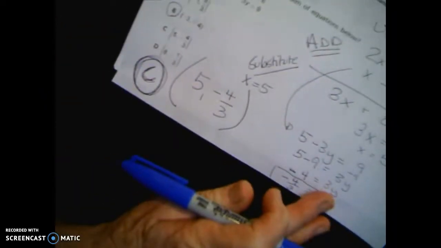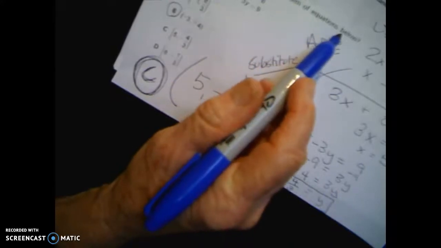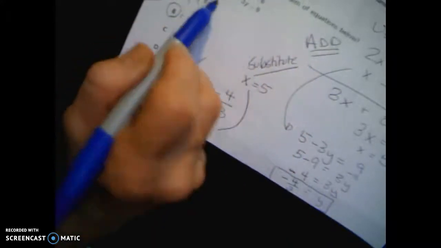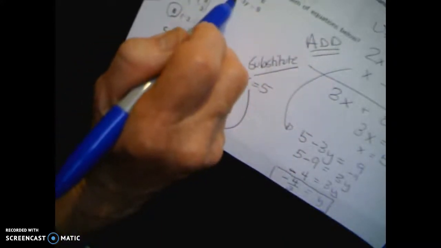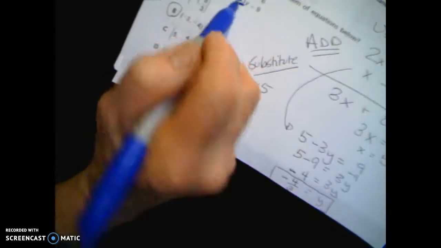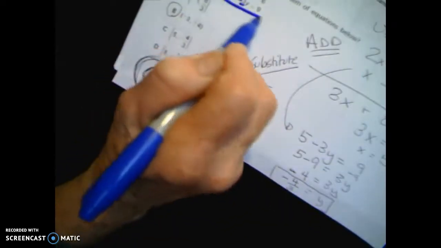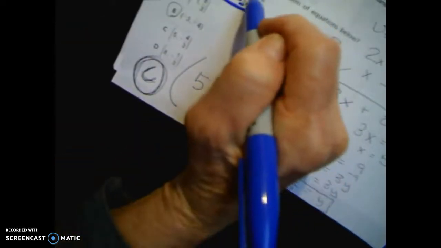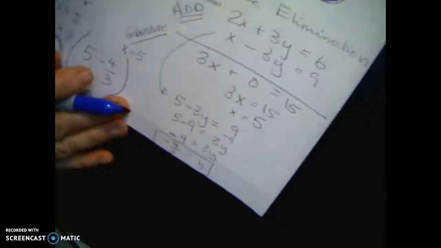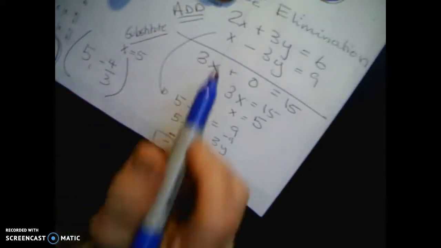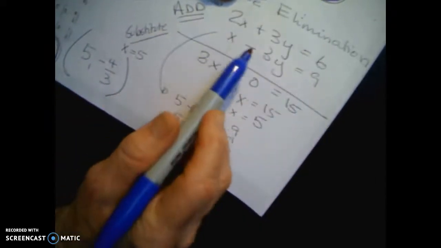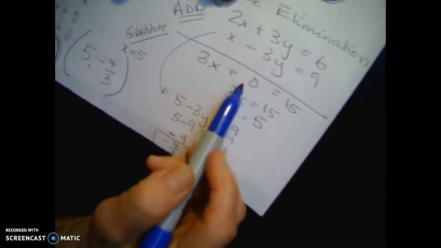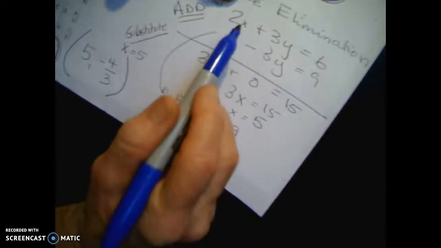Don't give up. What is the solution to the system of equations below? So I look and see, like, whoopee, the 3 and the 3 are going to cancel out. So once again, I'm just going to add these two things up. My 3's are going to cancel. I do this right over here. 2x plus 3y equals 6. x minus 3y equals 9. I add the two equations.